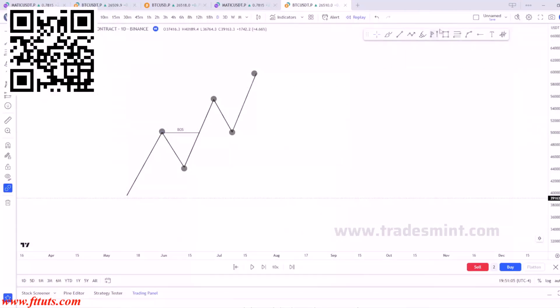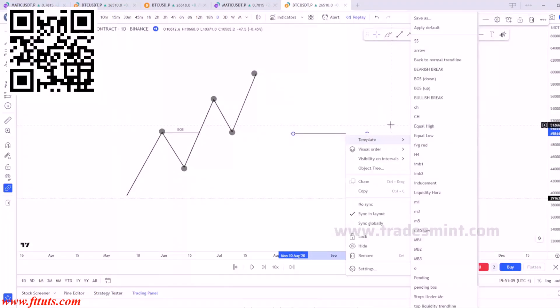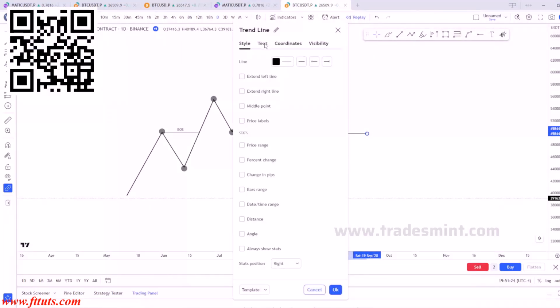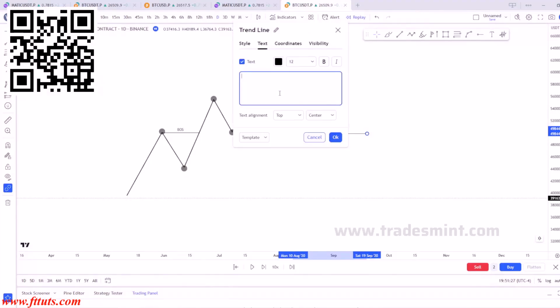You may want to create a template for this because it will help you as a beginner in labeling correct breaks or when an order block is able to be identified. Okay, this is quite important. To label such a template, it's very easy. You just click your trend line tool. For those that do not know, hit the settings icon. You can go in this text section here and just type in BOS for short.